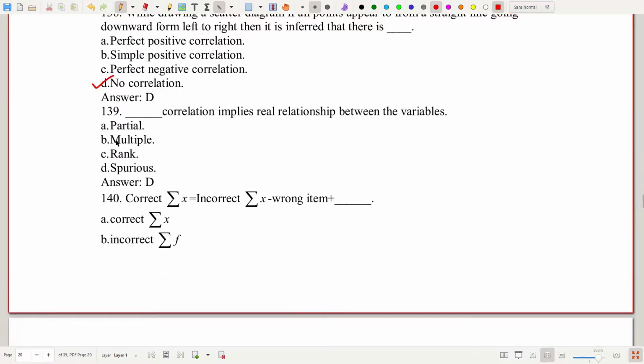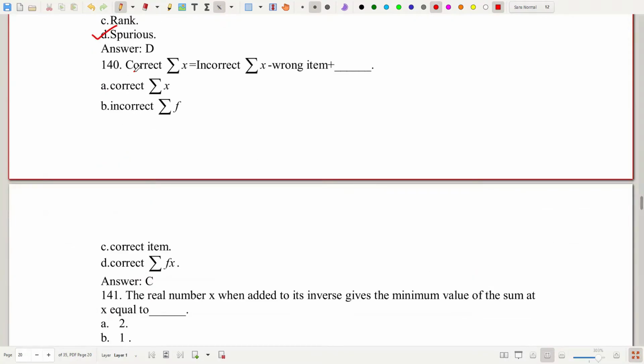Dash correlation implies real relationship between the variables, and the answer is the spurious. The spurious correlation implies real relationship between the variables. Correct summation x is equal to incorrect summation x minus wrong item plus the correct item.